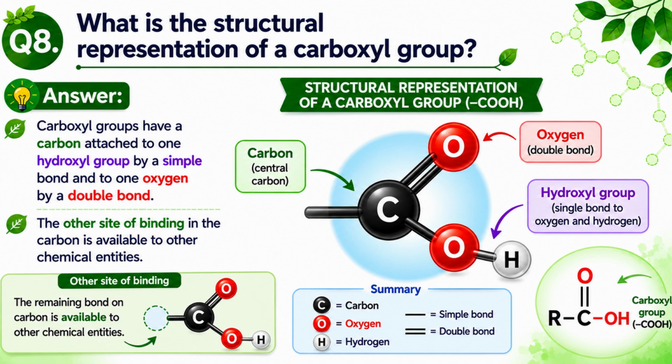Question number 8. What is the structural representation of a carboxyl group? Answer. Carboxyl groups have a carbon attached to one hydroxyl group by a simple bond and to one oxygen by a double bond. The other site of binding in the carbon is available to other chemical entities.